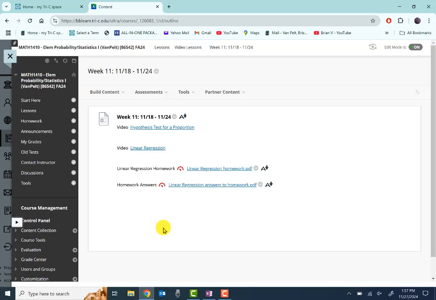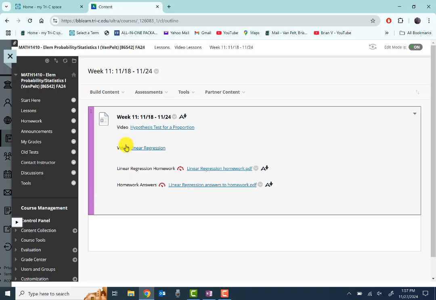Hello students, I would like to show you some things that I found out on Desmos that are going to be helpful in terms of finding p-values for this next exam.